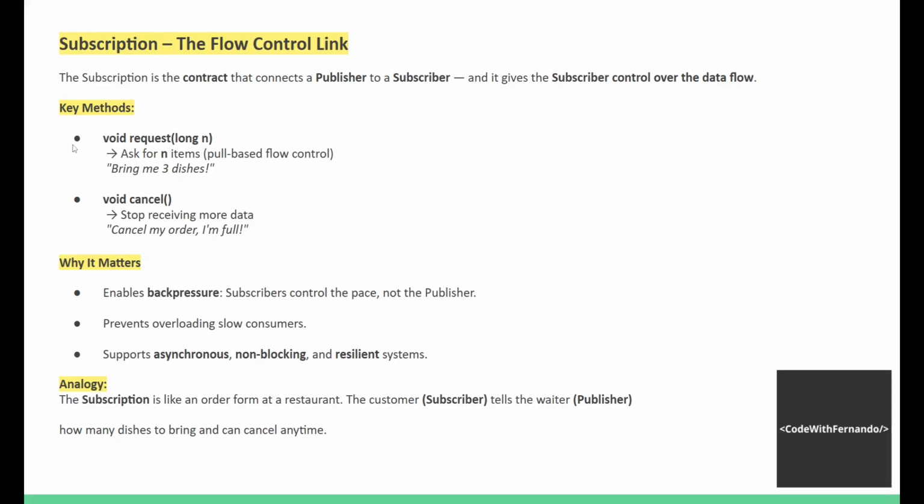A subscription has two main methods: request and cancel. Request asks for n items, and cancel stops receiving more data. Why is it important? Because the subscription is the one that enables back pressure. The subscriber controls the pace, not the publisher. It prevents overloading a slow consumer. It supports asynchronous, non-blocking, and resilient systems.